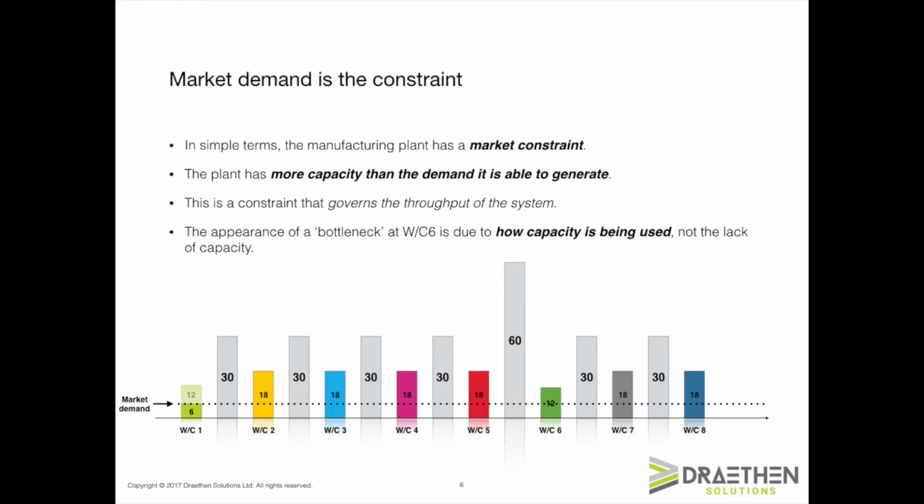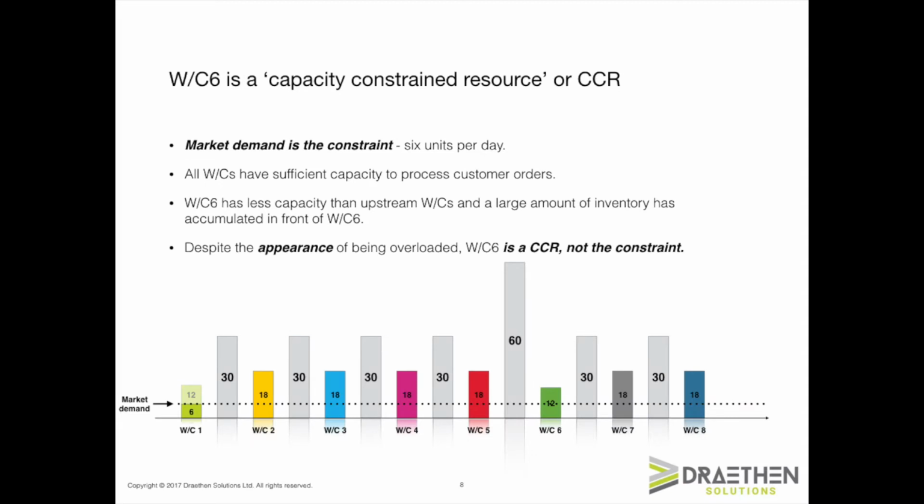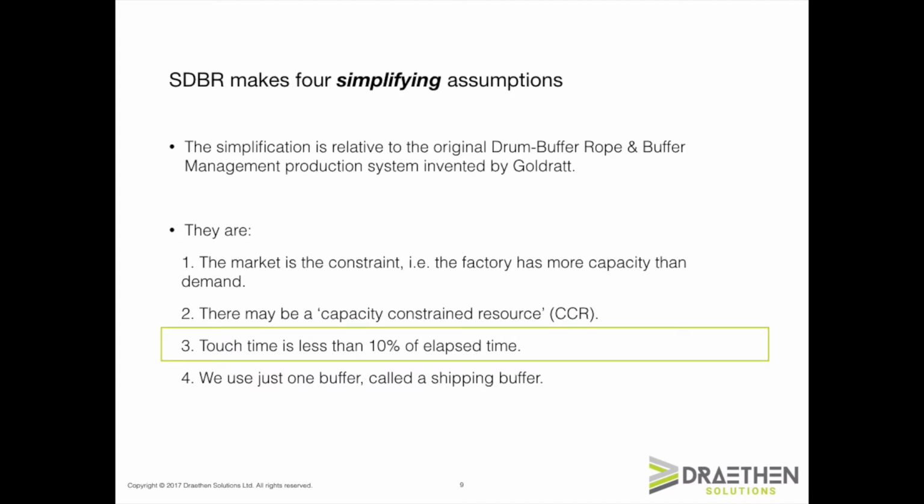The next simplifying assumption that SDBR makes is that there may be a capacity-constrained resource in the plant. This is significantly different from the traditional drum buffer rope approach, which assumes that there is either a bottleneck or a CCR in the plant, and that it will require careful scheduling. The third simplifying assumption made by SDBR is that the touch time of a unit going through the plant is less than 10% of the total elapsed time.